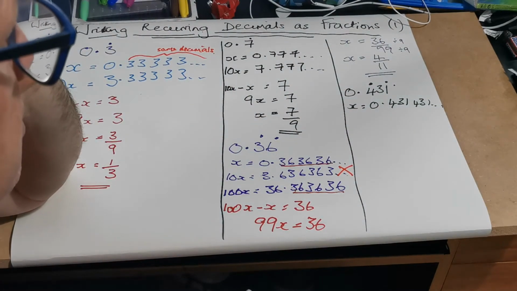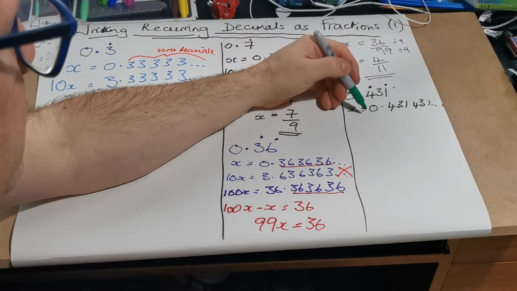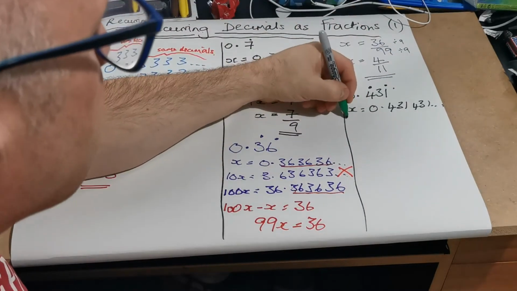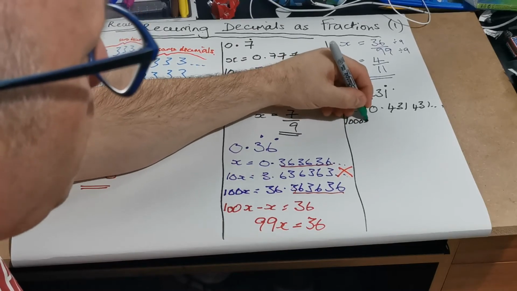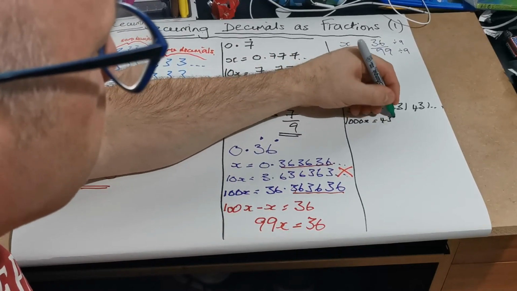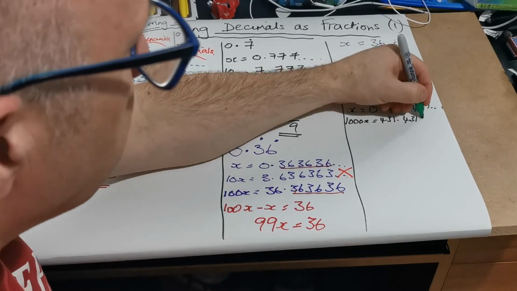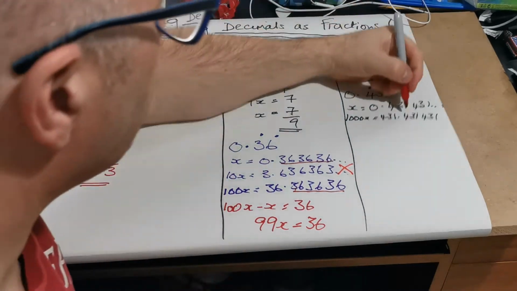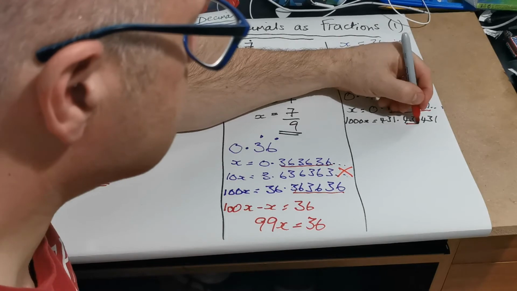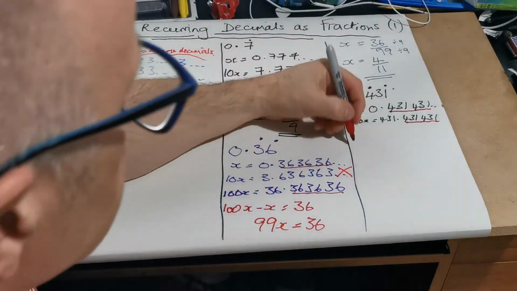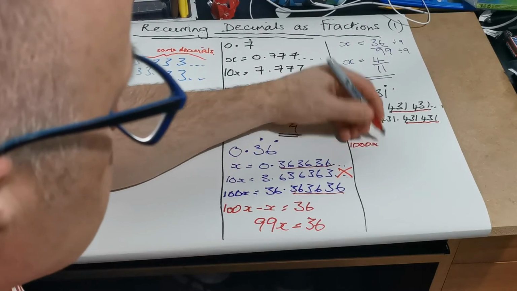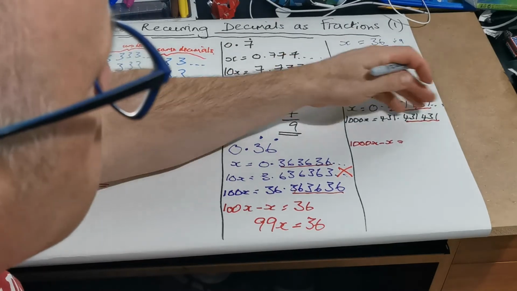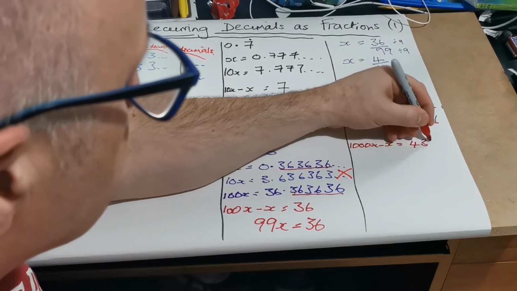If I times by 100, I would get 43.143. Well, 143 is not the same as 431. So I need to times actually by 1,000. And that would give me 431.431431. And you can see that's achieved our goal of getting these decimals the same. So now when I do the subtraction, 1000x take away an x, that gives me 431 take away 0, the decimals disappear, 431.